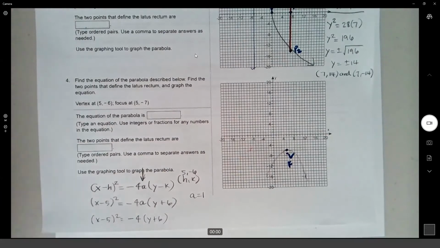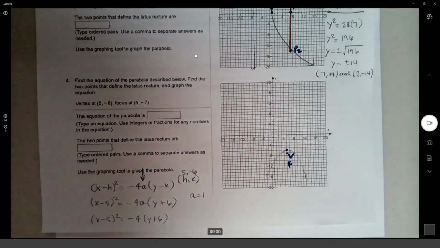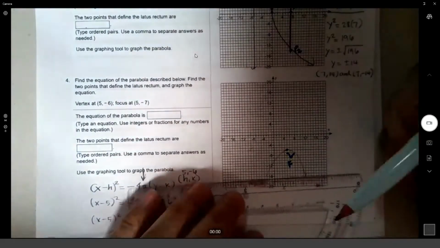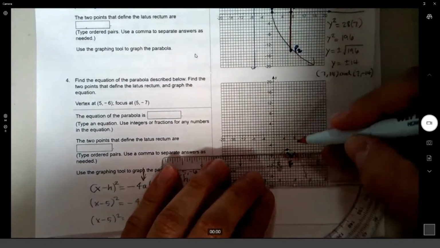Now in this case, when we want to find the points that define the latus rectum, again, those 3 points must be on the same line.